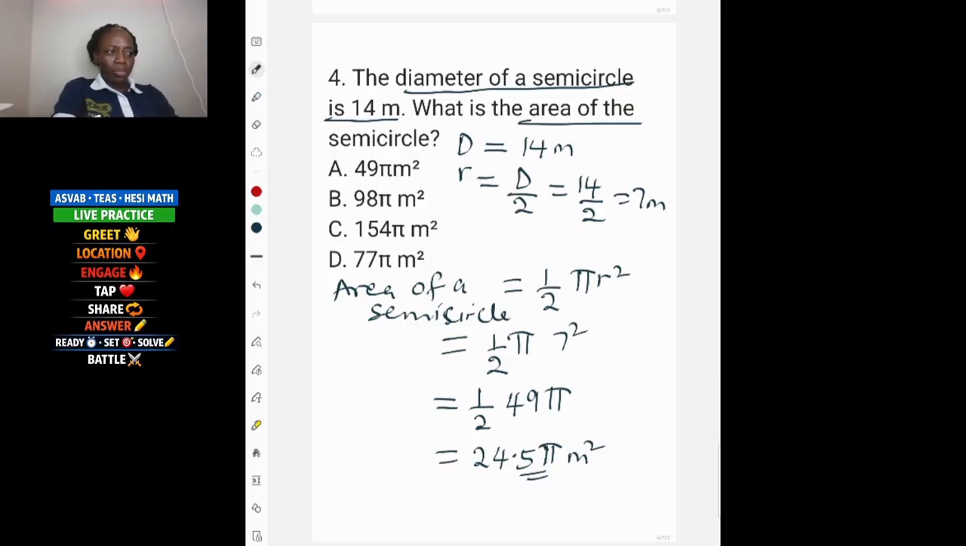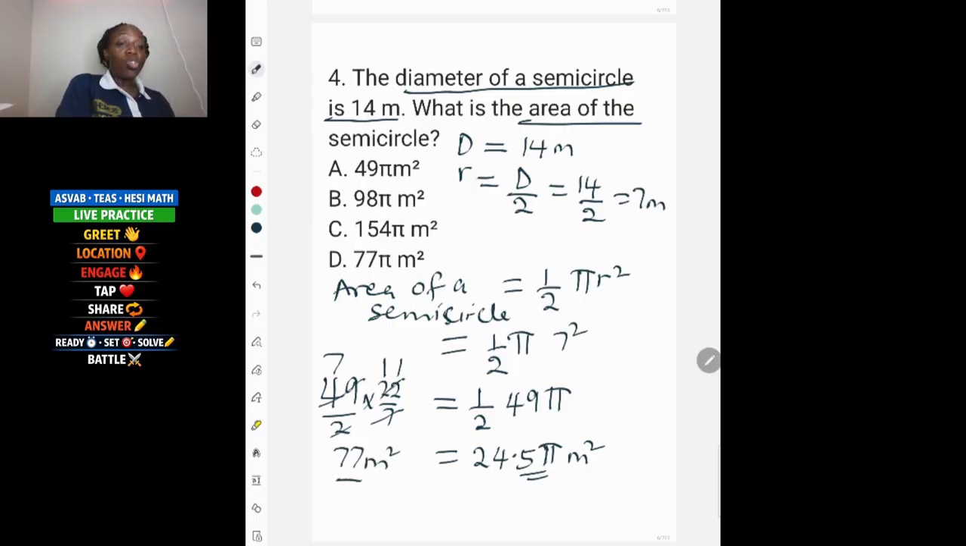But I want to try something. Let's say we have 49 divided by 2, then put 22 over 7, because maybe pi is supposed not to be there. Pi might be the error over there. So let's say this cancels this 7. So that's now 1. It's supposed to be without pi. So that will now be 11, which will be 77 meters squared.